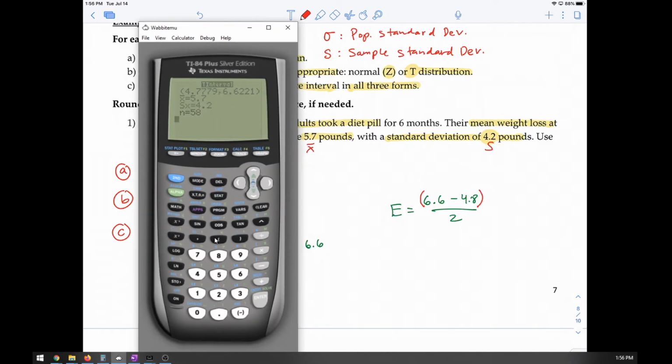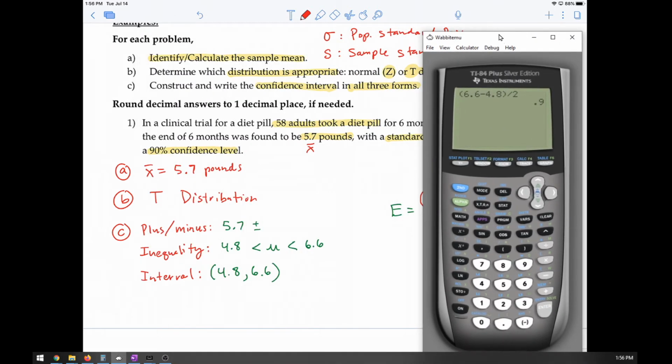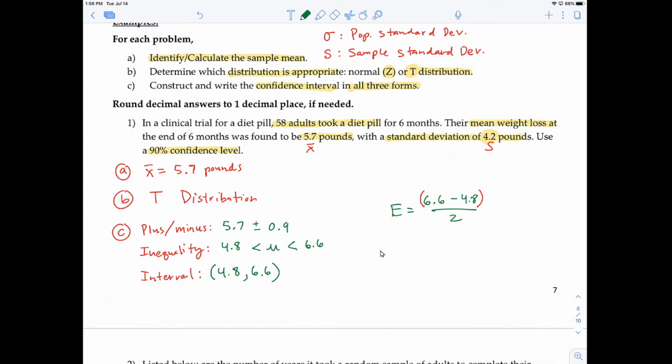So we're going to open up parentheses. That's going to be 6.6 minus 4.8 and then close parentheses. And then we're going to divide by 2. All right, so the margin of error would be, let's keep it consistent with the green color, 0.9 pounds. Okay, so this is pretty much the majority of what you need to know in this section. You need to know how to calculate a constructed confidence interval and then convert it to all three forms.